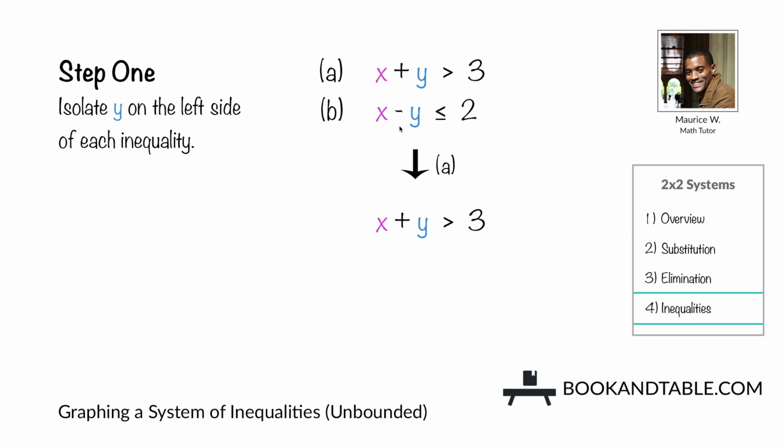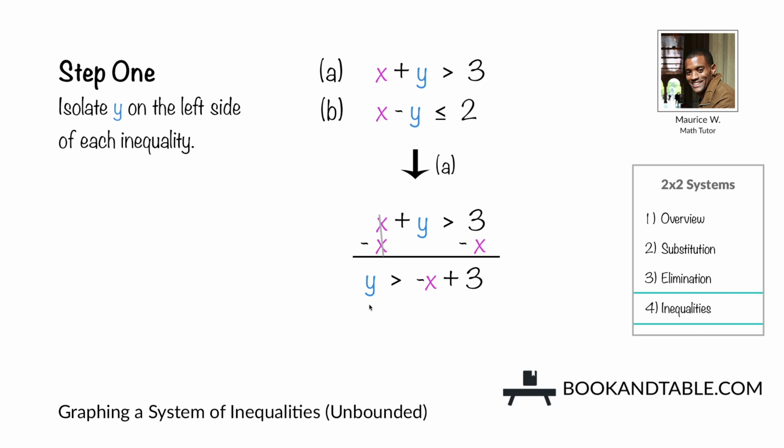So step 1, isolate y on the left side of each inequality. So we'll first take a look at inequality A. X plus y is greater than 3. We want to isolate y on this side, so we'll subtract x from both sides, leaving us with y is greater than -x plus 3. So we'll change inequality A to y is greater than -x plus 3. You'll see why we do this in a second. It'll make it much easier to draw the lines that these expressions represent and to find the area of solutions.